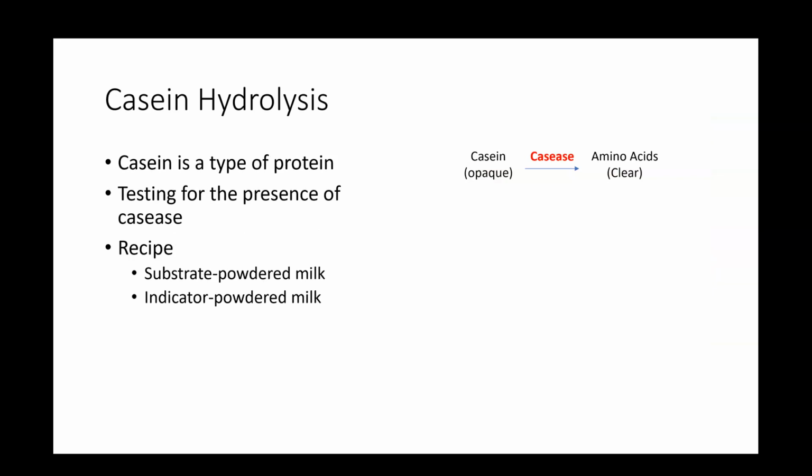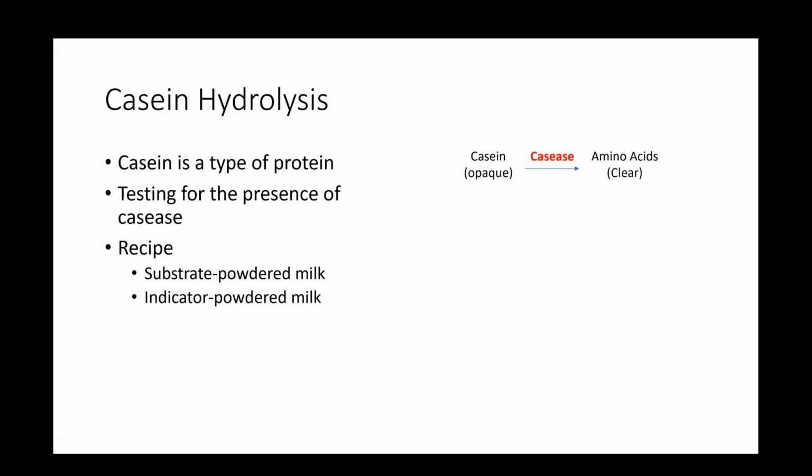All right, our last test, proteins, only one left, casein hydrolysis. Casein is a type of protein, and we're looking for an exoenzyme called casease. Casease is going to break apart those peptide bonds that hold all the amino acids together. Casein is opaque. It's the protein that gives milk its cloudy white color, and when we break that down, it's going to turn our media clear.